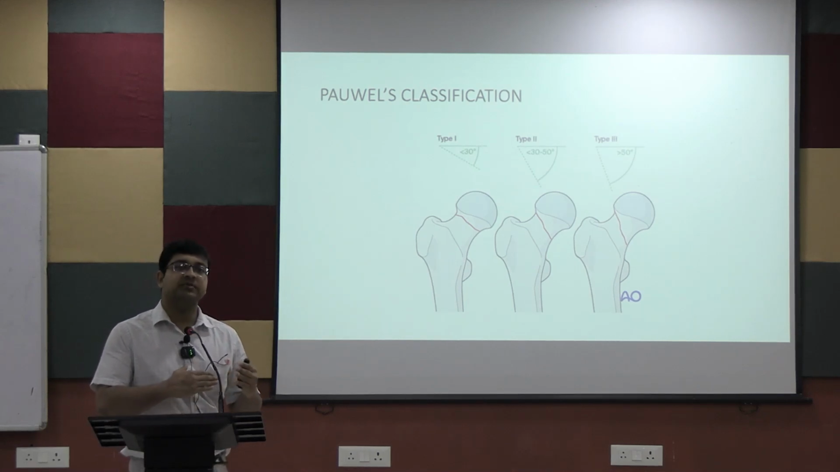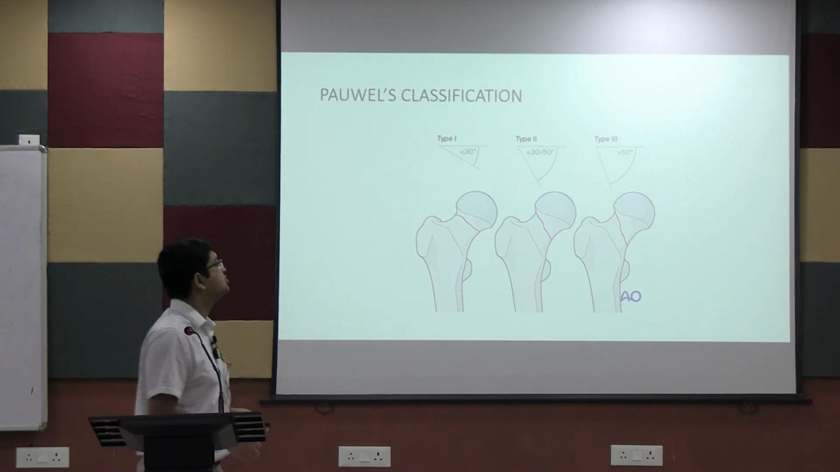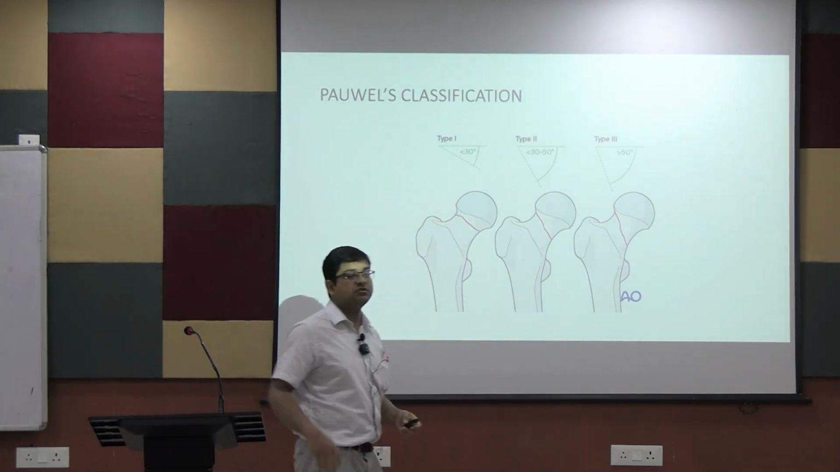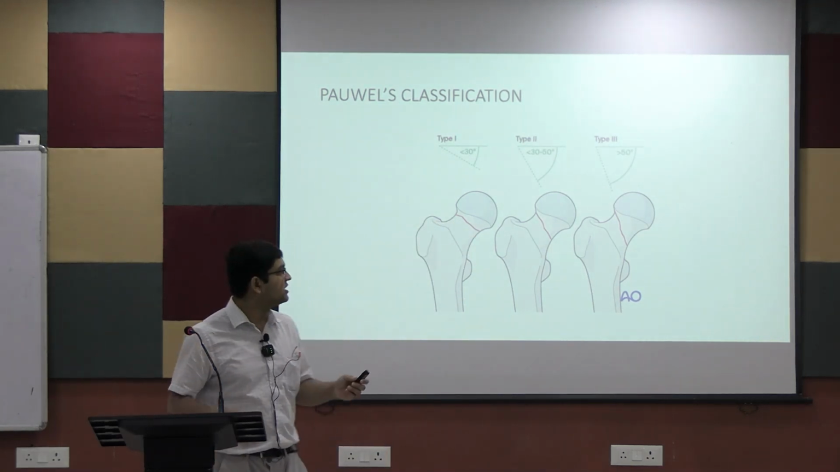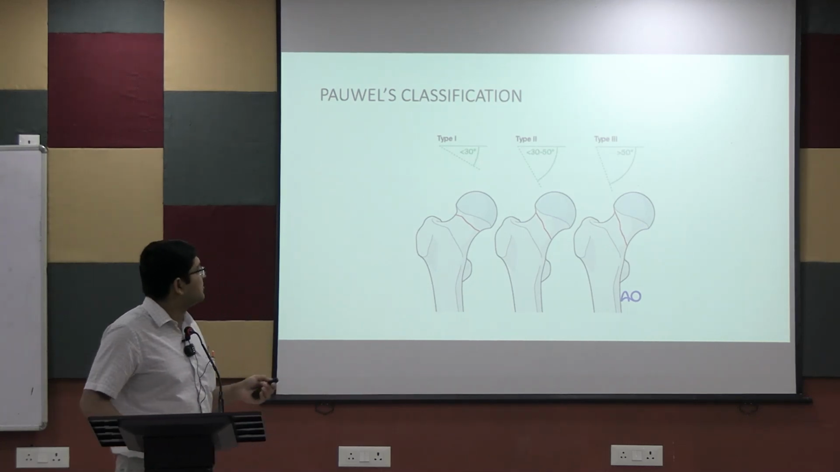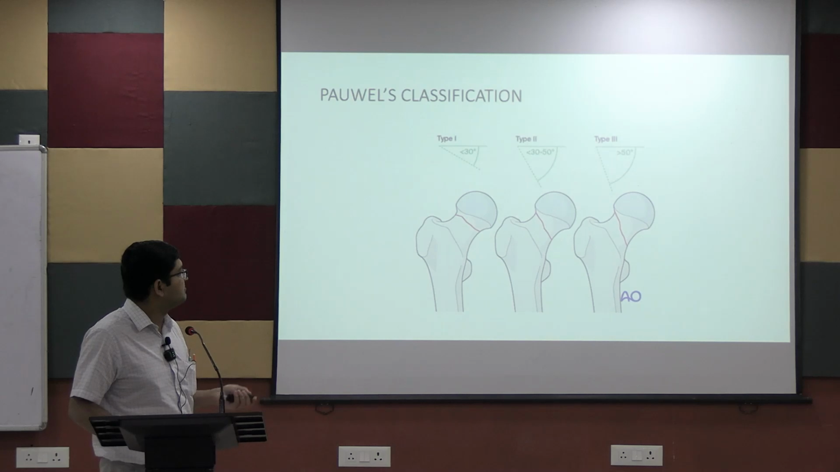আচ্ছা, অ্যাঙ্গেলটা যত বেশি হবে তত কি হবে, there will be more shearing force at the fracture site. So it is bad, the more the angle, the worse the prognosis. So type 1 is a good prognosis, type 3 is a bad prognosis.